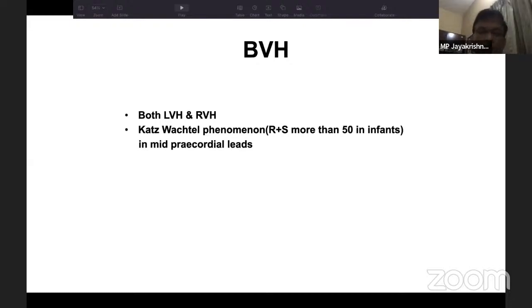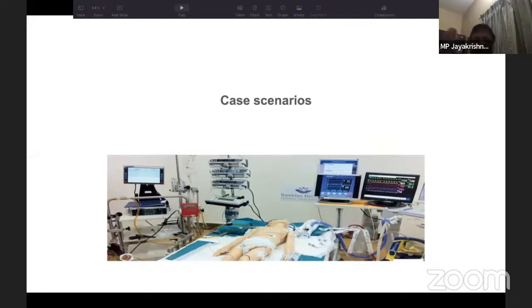So biventricular hypertrophy means what? Both R and S will be tall in the mid-chest leads. So R plus S more than 50 in infants, because it's in infants that we are more interested in, like a child with VSD presenting during infancy with cardiac failure and other symptoms. So in mid-precordial leads, if the R plus S count is more than 50 millimeters, that means QRS fractal phenomenon, and you call it biventricular hypertrophy. So with that, we have come to the end of the basic part of this discussion.